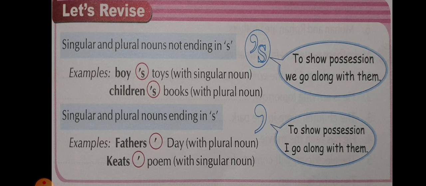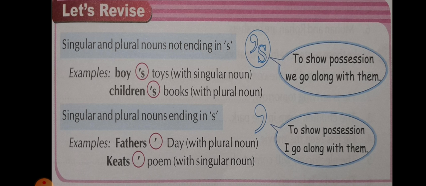Now, singular and plural nouns ending in S, like fathers. Fathers is a plural noun. Fathers' Day. So, we have used only an apostrophe, not S, because there is already S in the last of fathers. In the same way, Keats' poem. Keats was a very famous poet of English literature. It is singular, but there is S in the last of Keats. That's why we have not used S, we have only used an apostrophe.